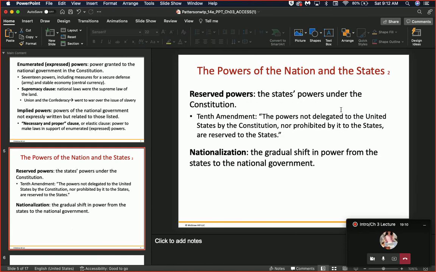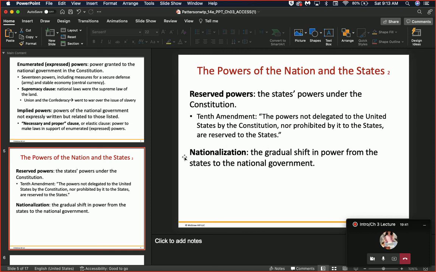Reserved powers is the state's powers under the Constitution. Okay, I'm going to go over this chart over here. I'll show you what this is. So this is the state's powers under the Constitution. It's protected by the 10th Amendment. So these say that the powers not delegated to the United States by the Constitution, basically powers that are not expressly stated in the Constitution, nor expressly prohibited to the states, meaning that the Constitution does not say the states cannot have it, are reserved to the states.